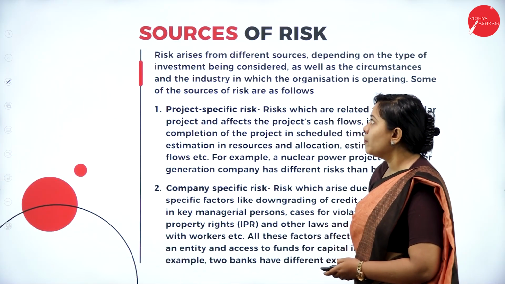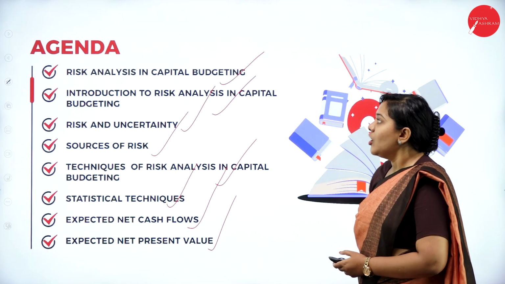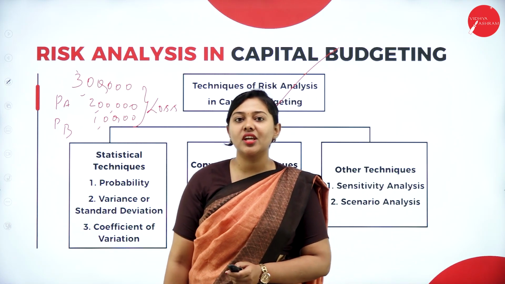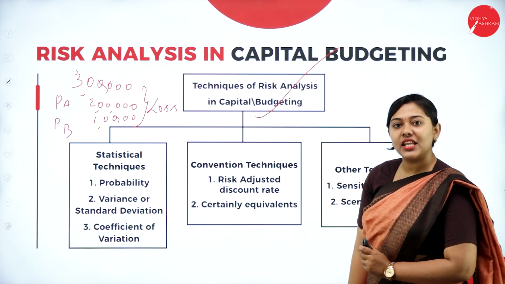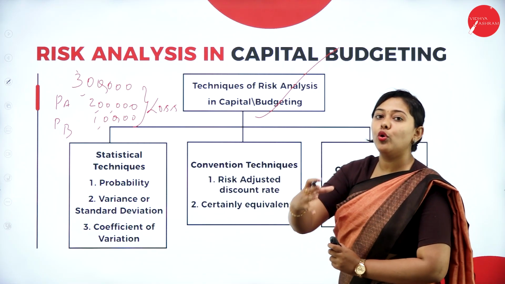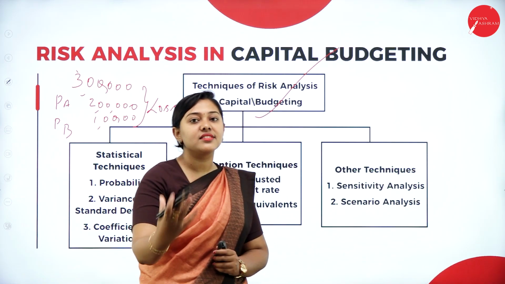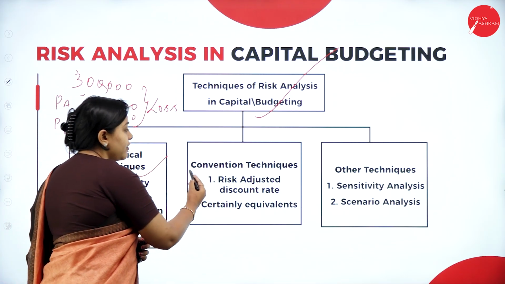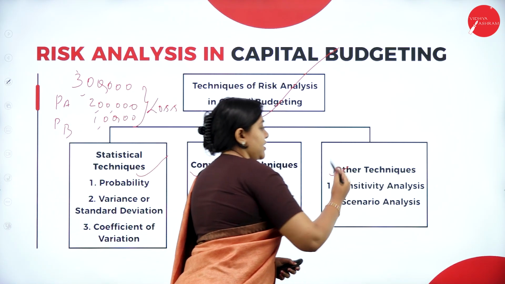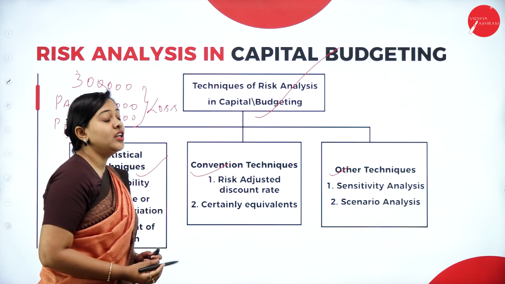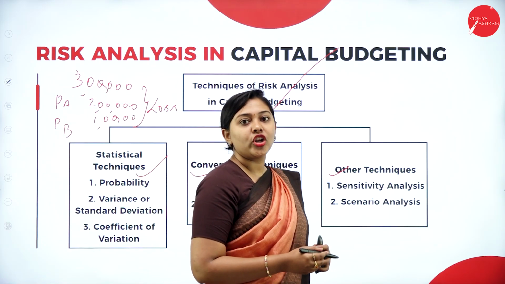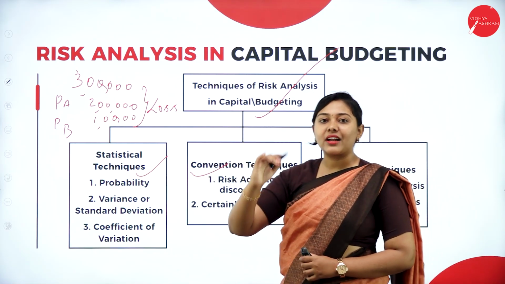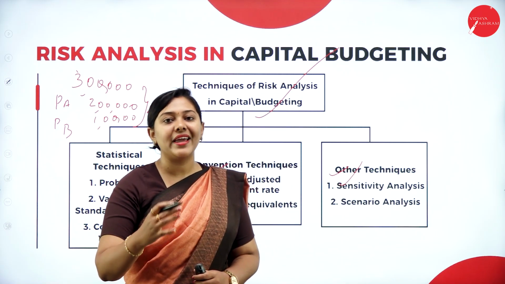Moving forward, before this, let us understand what are the different techniques that we have in risk analysis in capital budgeting. Why I have put that in the first slide is because it is very important for you all to know what is risk technique, why it is there. What are the different techniques we have? The first is statistical technique, conventional technique, and the other techniques. These two, statistical technique and conventional technique, are important for your examination. They are practical oriented, while the other is theory oriented. You have to solve problems based on these two.